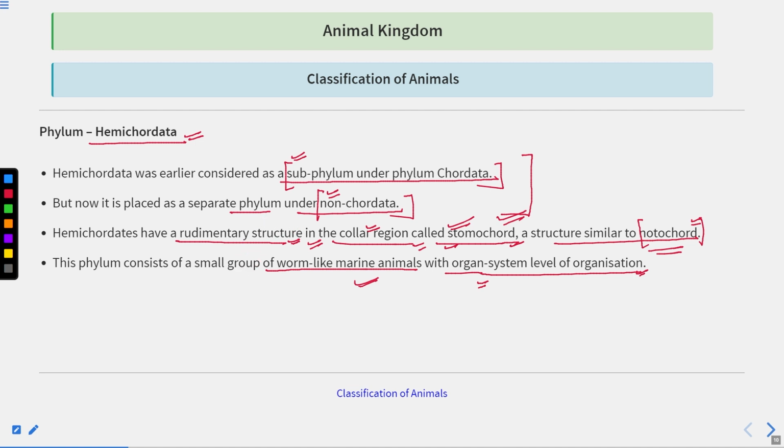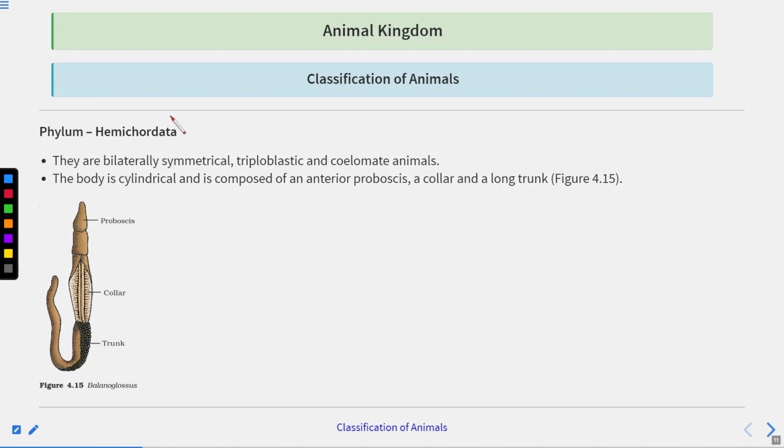So it is kept as a separate phylum in the non-chordates, and hemichordates have the rudimentary structure, that is the stomochord. So they do not have the true notochord, instead they have the stomochord, and that too present in the collar region only. So this phylum has the organ system level of organization, and the organisms found in this phylum are generally worm-like and mostly marine. So here you can see the hemichordata. They are bilaterally symmetrical.